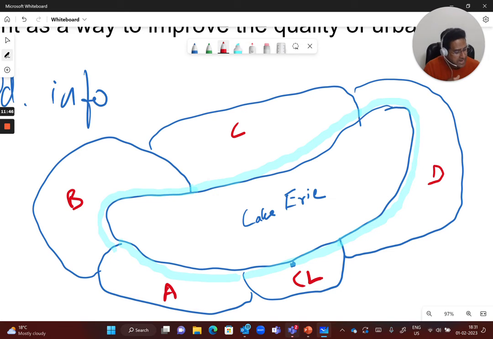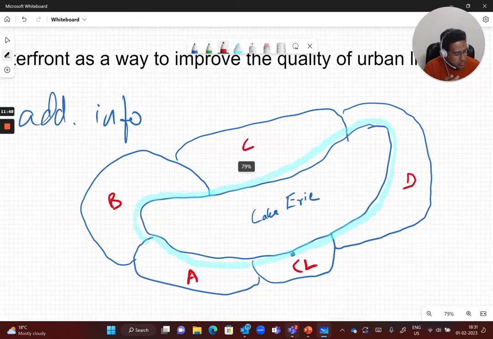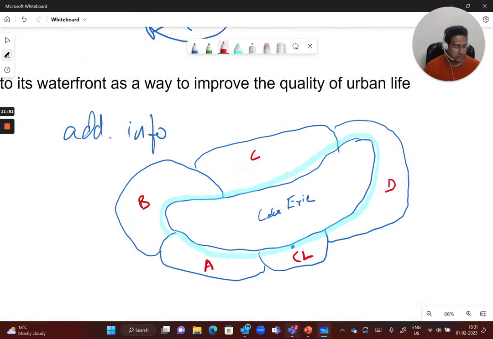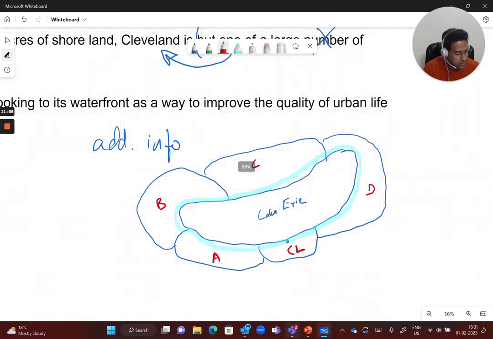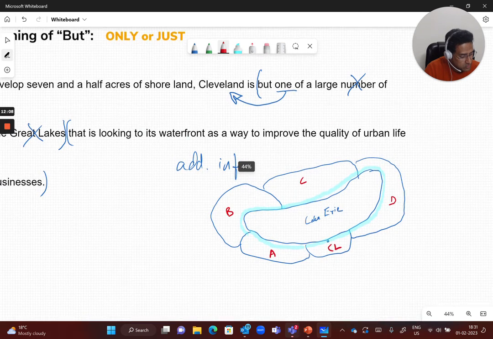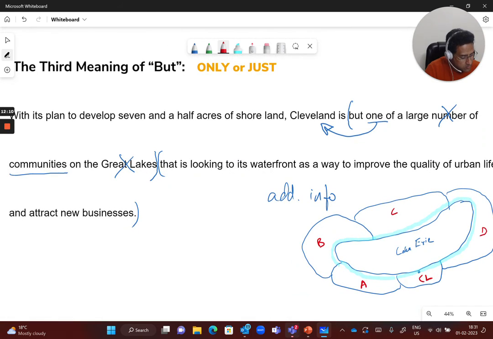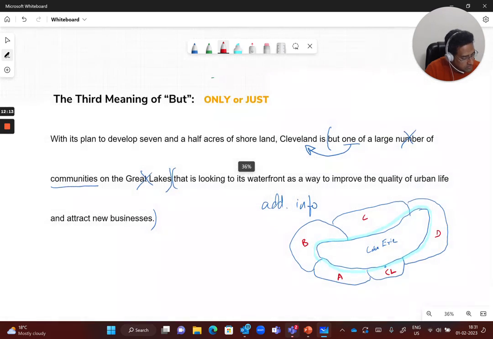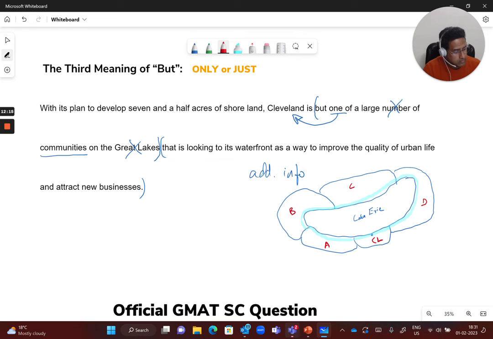Now the question at hand is, it is clear that Cleveland belongs to this group of communities, but the question at hand is whether all of these communities are looking to their waterfront, or is Cleveland the only one looking to its waterfront? This is the question that we need to answer, and for this reason we need to figure out the meaning of one word, and that is "but." Let's look at it. Now, if you do not know the correct meaning of "but" here, mind you, it is impossible to solve this question correctly.